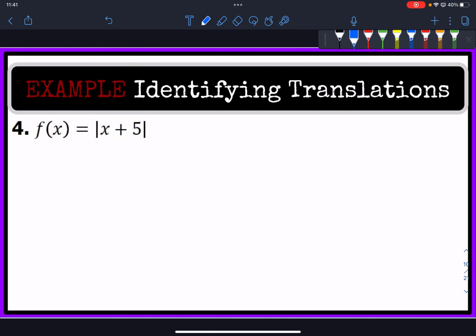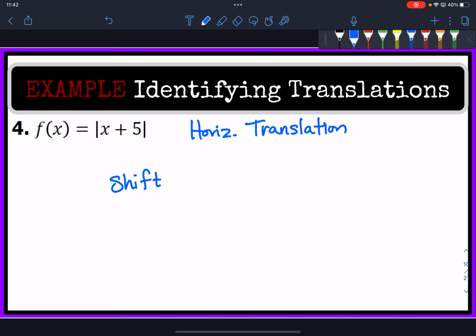On this example, same thing. The absolute value works as a grouping symbol. So here we're inputting x plus 5, that's our input value, so we're doing a horizontal shift, a horizontal translation. And the 5 is going to shift our absolute value function 5 units, and positive shifts it to the left.